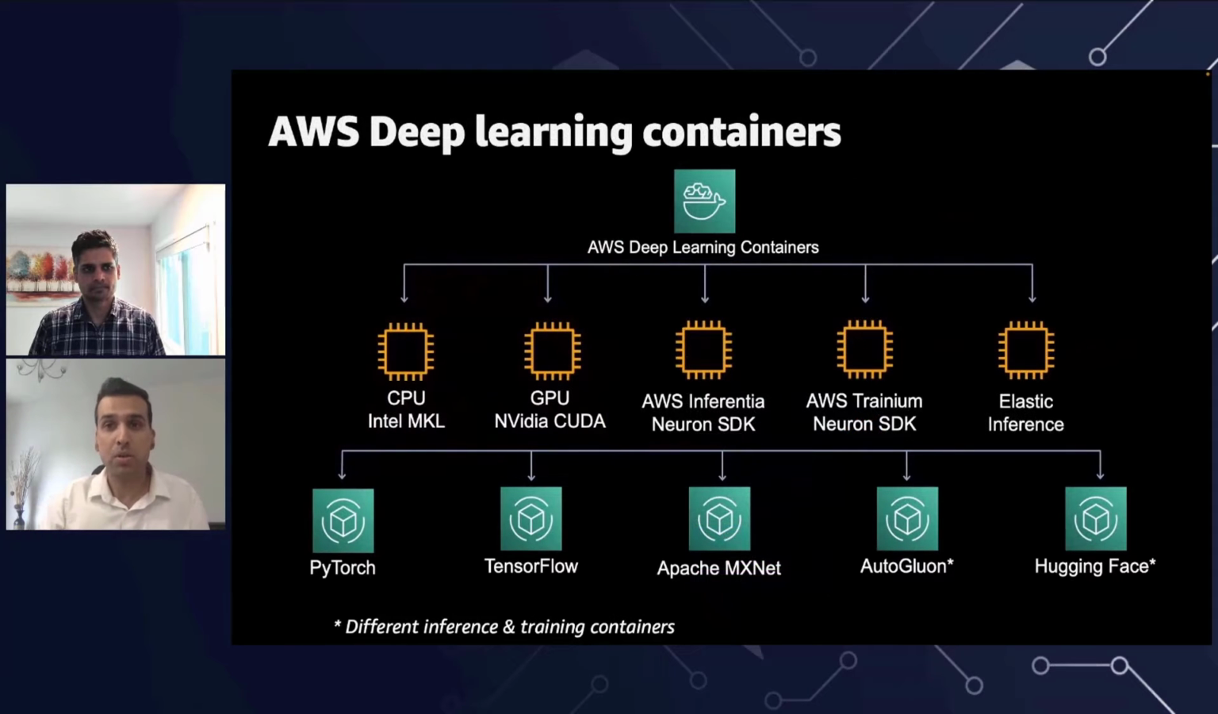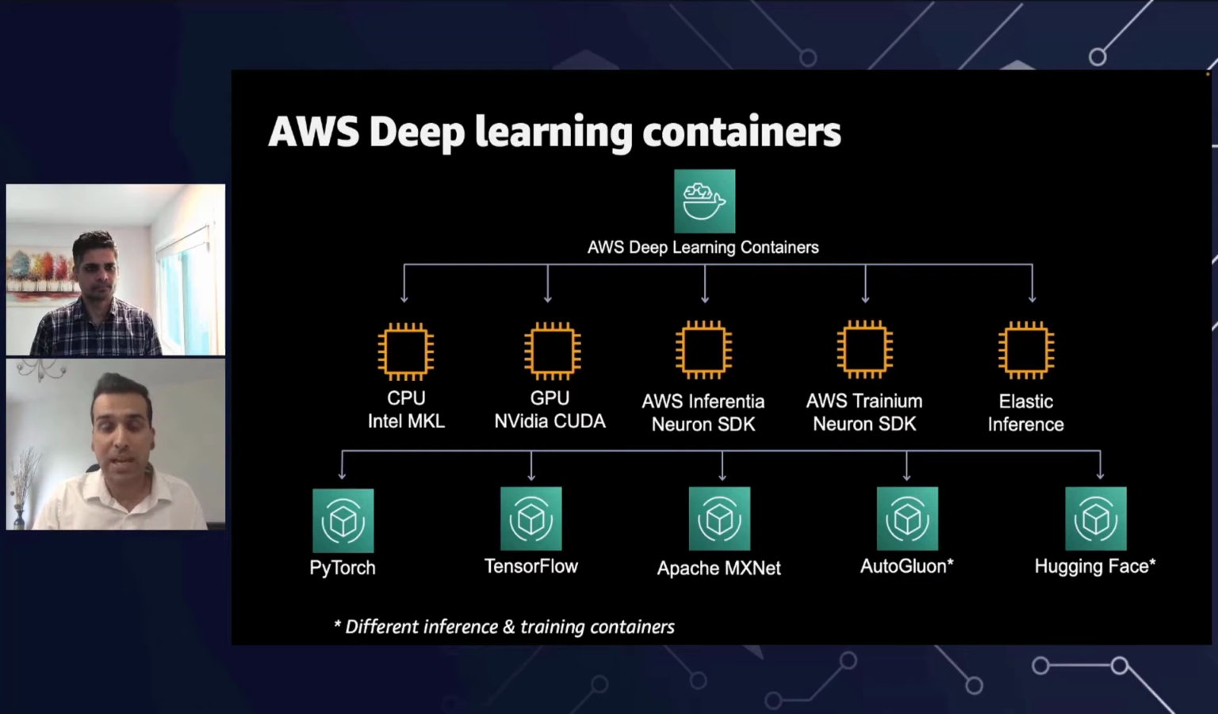Now, AWS also makes available its own deep learning containers, which have the optimized version of the open source deep learning frameworks like PyTorch, TensorFlow, and the others that we see on the screen. You can build and test these containers. You can even extend these containers, add in your own libraries and make it your own, and then schedule it on the platform or cluster of your choice.